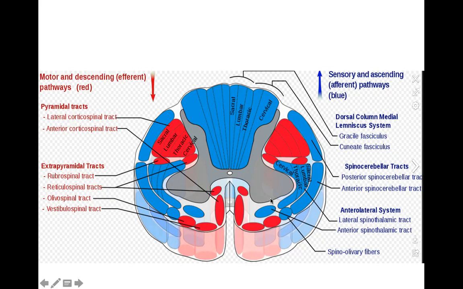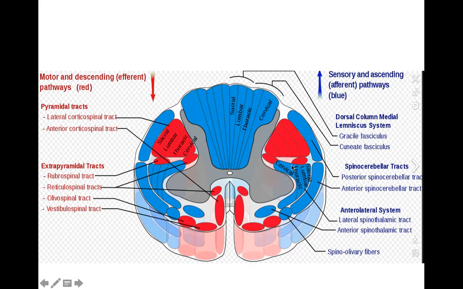Contrary to that, in the posterior column, the sacral fibers are the medial most and the cervical fibers are lateral. Similarly, in the lateral spinothalamic tract, the cervical fibers are medial, the sacral fibers are lateral. So in lateral corticospinal as well as the lateral spinothalamic, the sacral fibers are lateral and the cervical medial, and in the posterior column, the cervical are lateral and the sacral are medial.